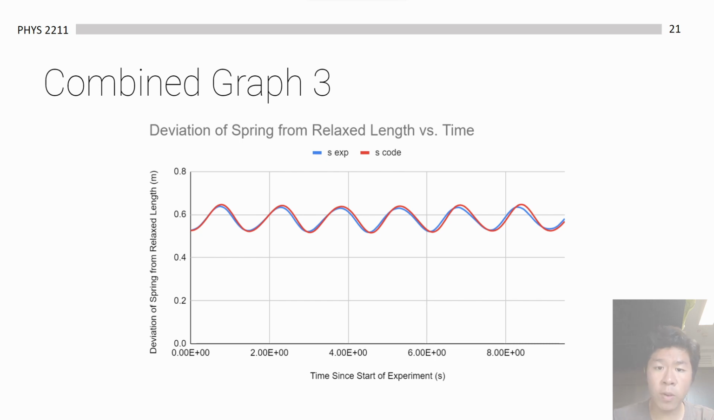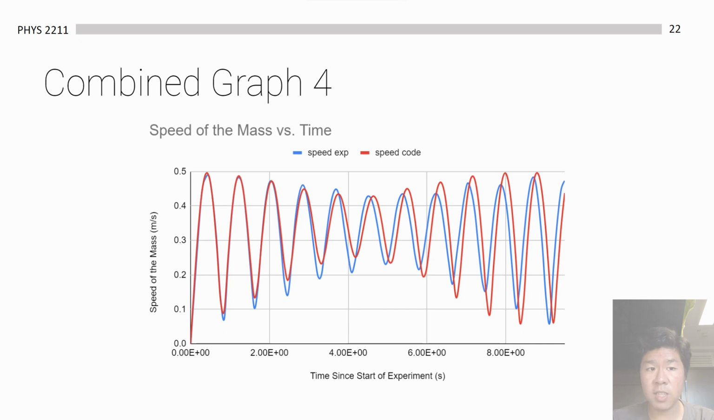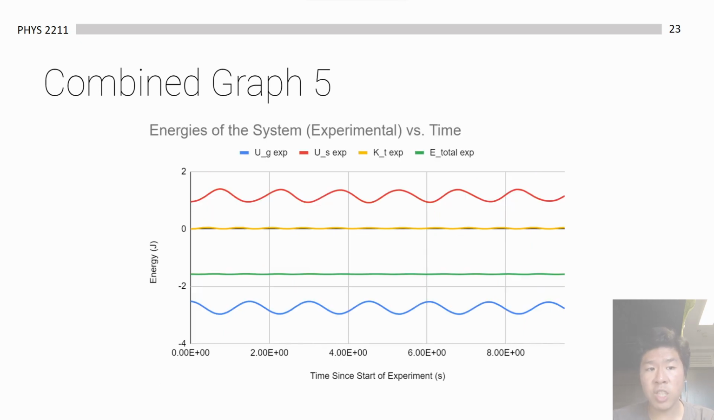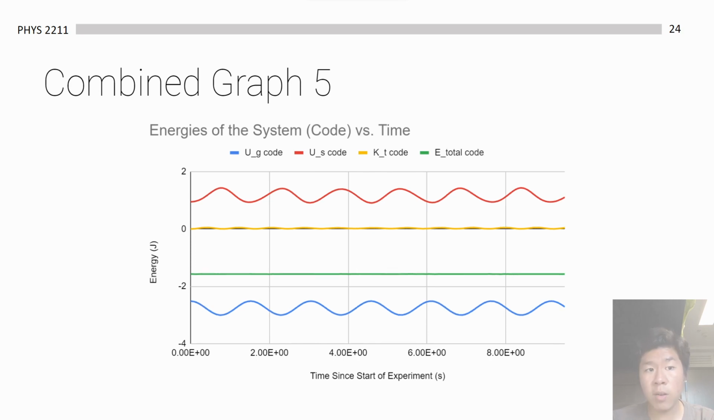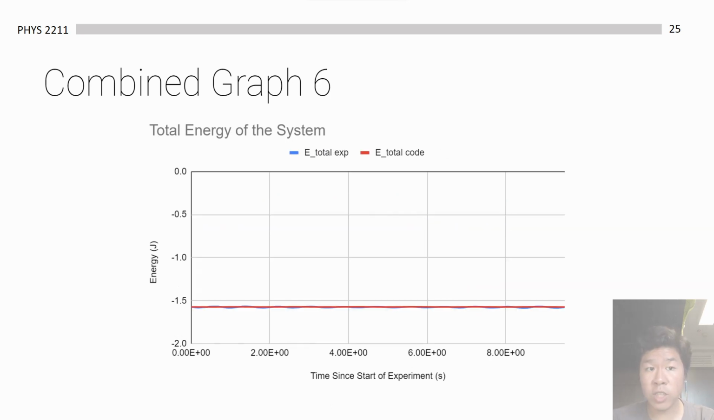You can see that both the experimental and the computational models agree very closely with one another. Here is the speed of the mass compared to the time, and then here is the calculation of the energies of the system versus time, with the green line being the total experimental energy, and here is the computational model as well. And by seeing the total energy of the system together, we can find that the computational model and the experimental model agree relatively closely with one another.